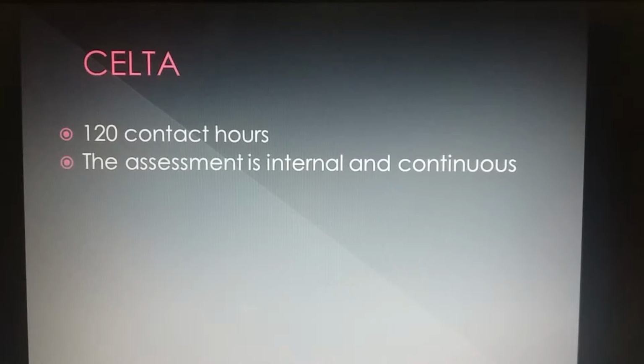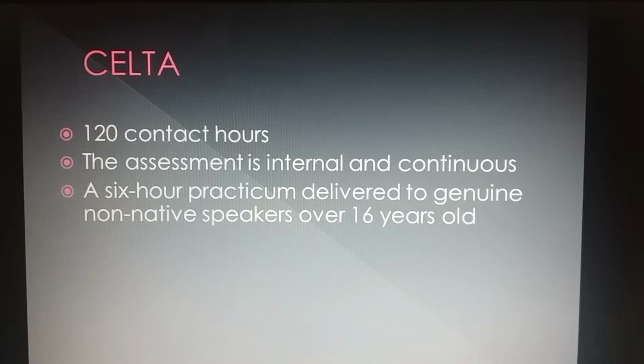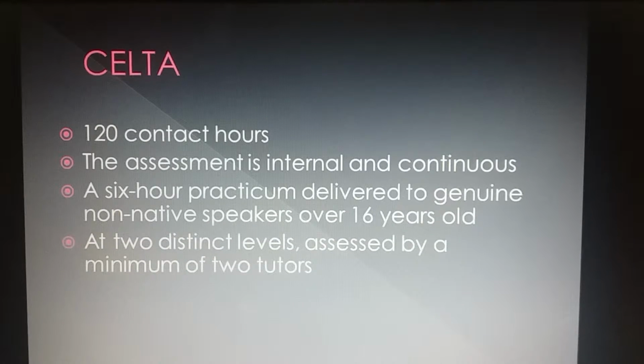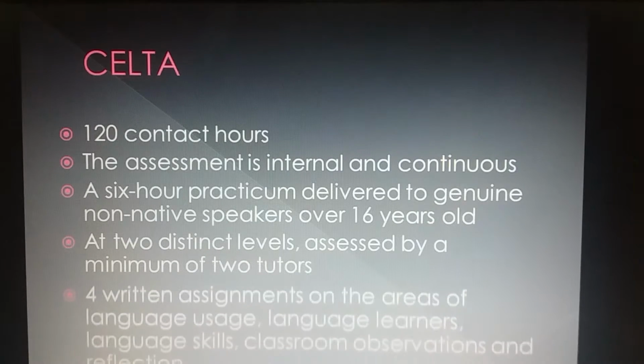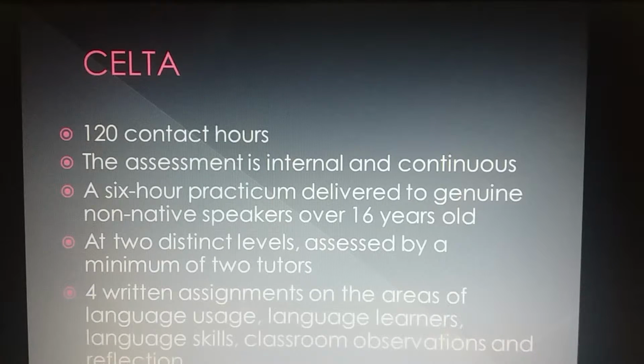The assessment is continuous, which means that there is no final exam only, because each trainee is expected to deliver 6-hour practicum to non-native speakers over 16 years old, and the trainees are expected to teach at least 2 distinct levels: elementary or pre-intermediate, intermediate or advanced levels, and they're assessed by a minimum of 2 tutors. Apart from this teaching practice, the trainees are also expected to hand in 4 written assignments on the areas, as you see: language use, language learners, language skills, classroom observations, and reflection.